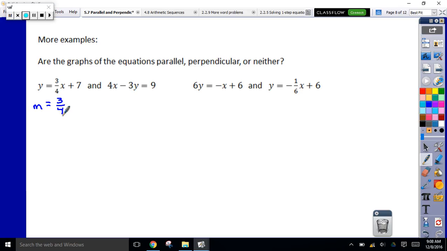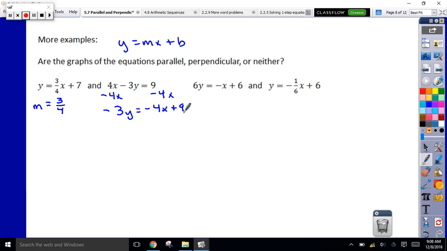What do we need to do to the second equation so that we can find the slope? Good. Start by subtracting 4x from both sides so that we get it in slope-intercept form. So we end up with negative 3y equals, I'm going to put the negative 4x first, so that it's in the same form visually.